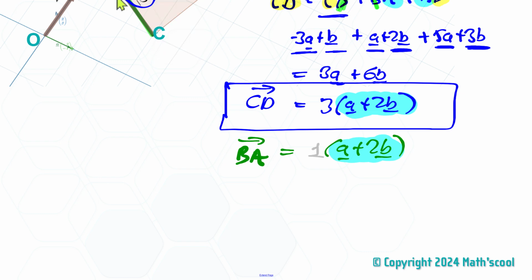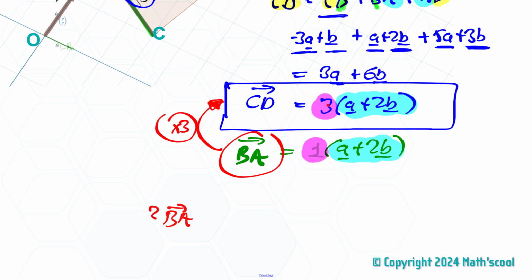And then looking at these two, I can tell you that the multiplier from here to here is times a third. I mean, you can go the other way if you prefer. Maybe that would be nicer. I'll go this way. So the end of the arrow divided by the front of the arrow, so 3 divided by 1, so times 3. And so BA times 3 equals C to D. So that tells me, number 1, they are parallel.